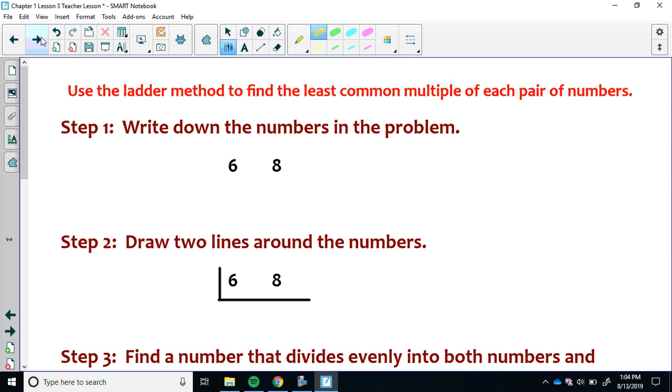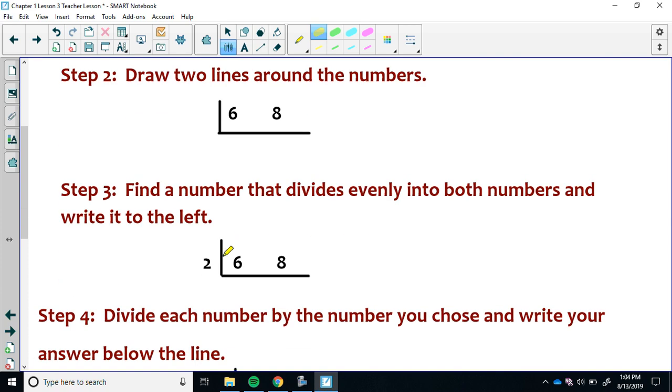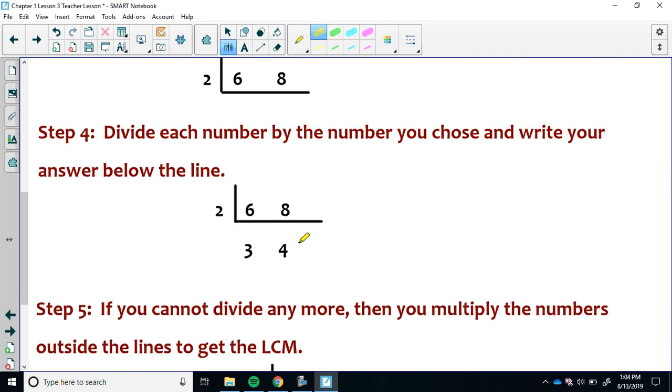Use the ladder method to find the least common multiple of each pair of numbers. So once again, we're going to write 6 and 8 with our lines. Find a number that goes into both of them, which is 2. 6 divided by 2 is 3. 8 divided by 2 is 4. That cannot be reduced anymore.